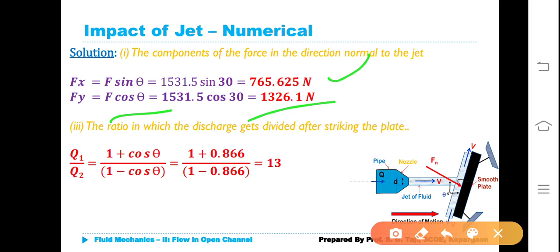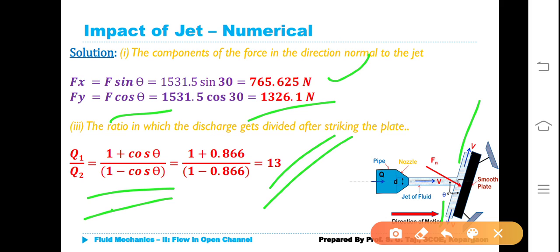Now last part, you have to find out the ratio in which the discharge gets divided after striking the plate. So discharge will be divided on both sides of the inclined plate. So that is 1 plus cos theta divided by 1 minus cos theta. We have derived this equation in the previous class itself. Do you remember? Yes. Okay, good students. 1 plus 0.866 divided by 1 minus 0.866, because theta is equal to 30 degrees, cos theta will become 0.866. That will become equal to 13. The ratio of Q1 by Q2 is equal to 13.